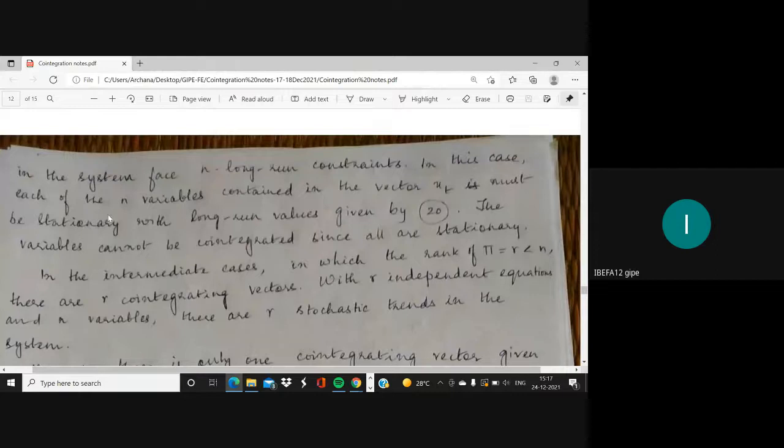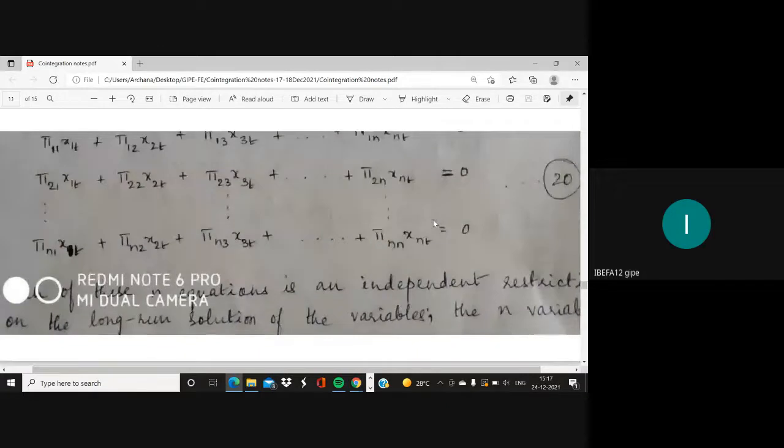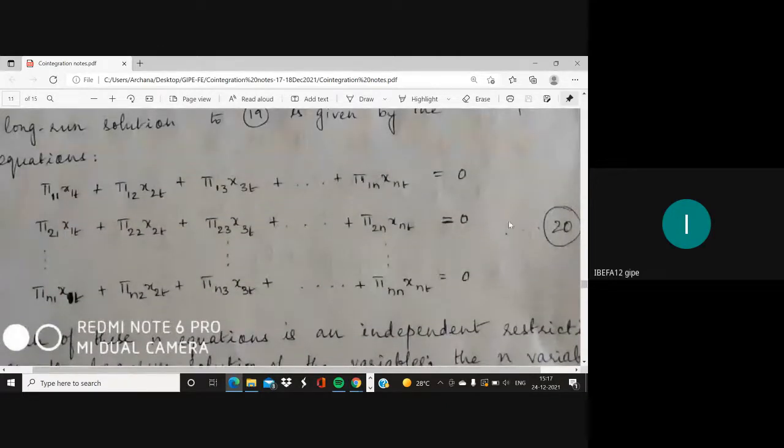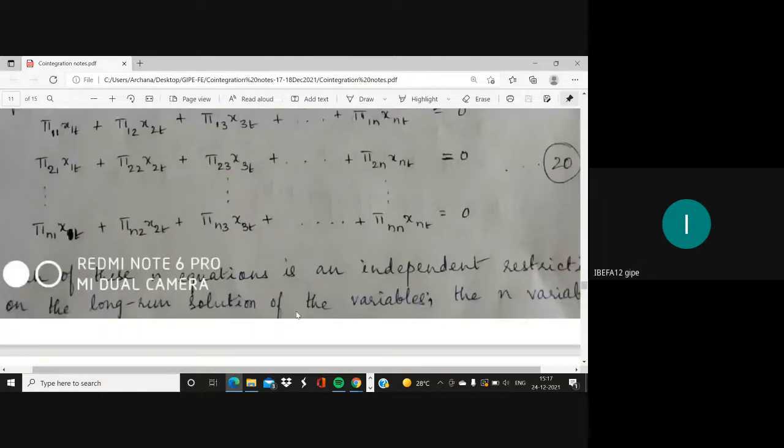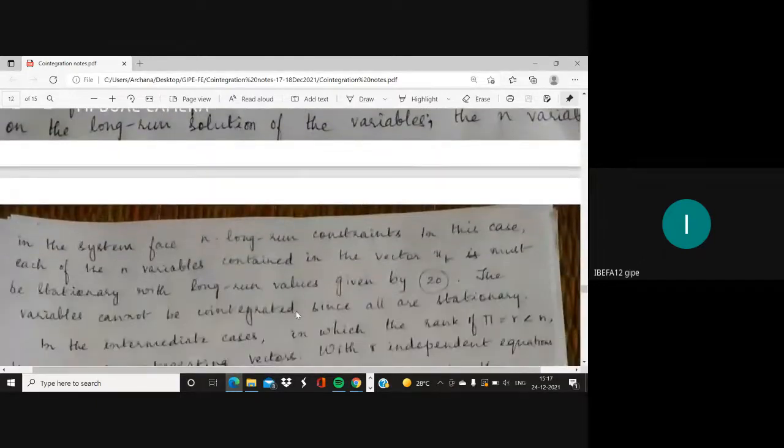Now in this case, each of the n variables contained in the vector xt must be stationary with long run values given by equation 20. So in the long run, these variables will have this sort of a long run solution. And you will find that all these variables are actually stationary. Remember that for co-integration, we need the variables to be non-stationary.